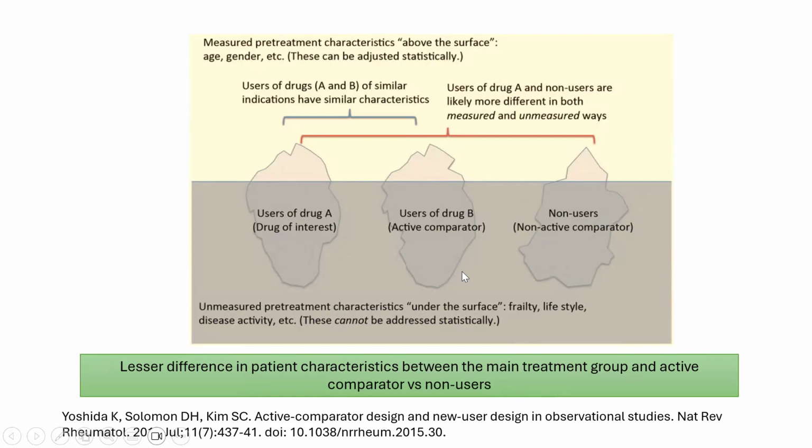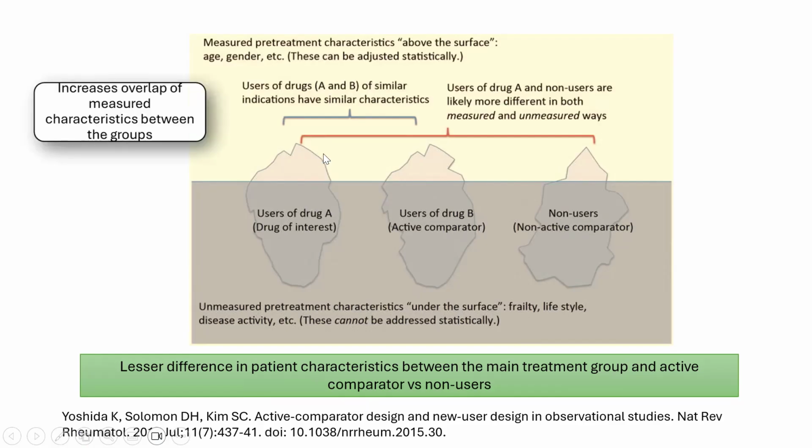These are the cohort of patients who have used drug B, and this is a cohort of patients who have not used any of the drugs. So whatever you see above the surface is your measurable baseline characteristics, for example, age, gender, and disease severity. What you see below are things which are under the surface, which you cannot measure, like frailty and lifestyle. So the important thing to understand is when you do statistical adjustments, you're only adjusting for the measured baseline characteristics. You are not adjusting for the unmeasured pre-treatment characteristics.